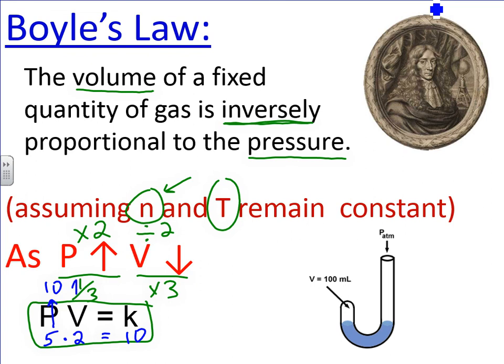I can do the same thing. I can reduce the pressure down to 2.5 just by dividing by 2. Then I got to multiply this by 2 up to 4. 2.5 times 4 is 10. That's the idea. This is the way we show an indirectly proportional equation.